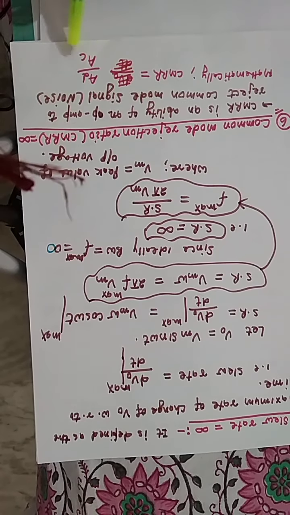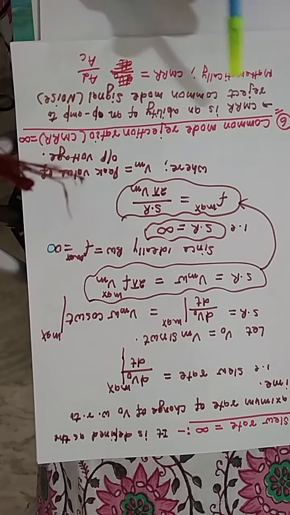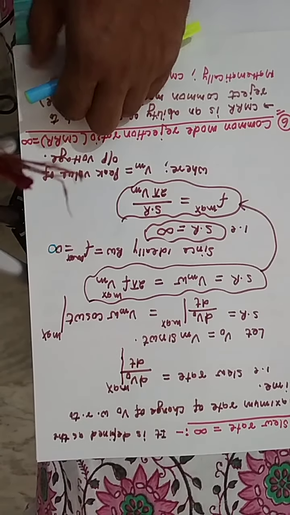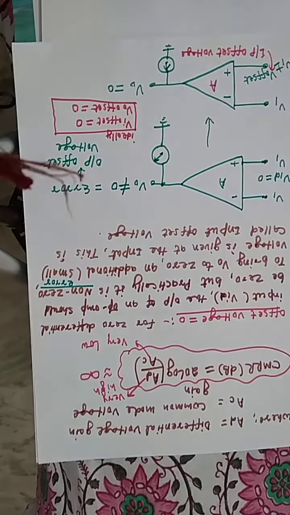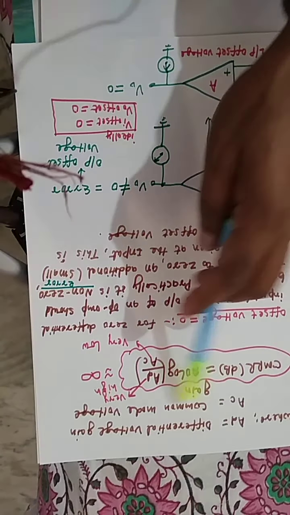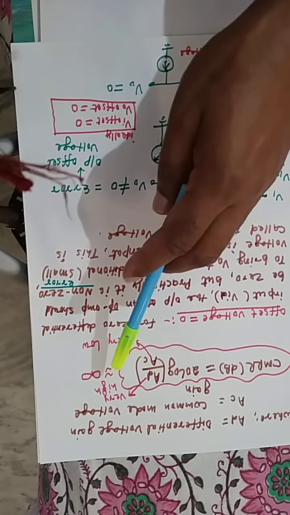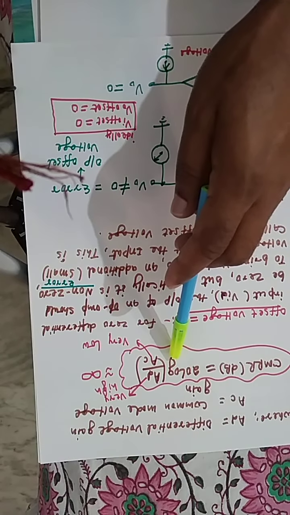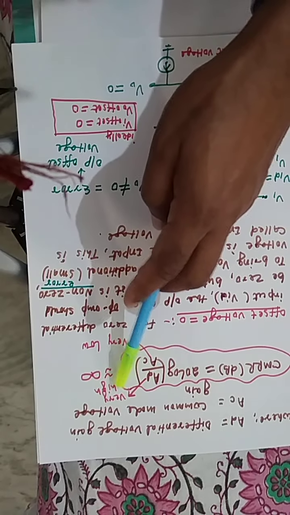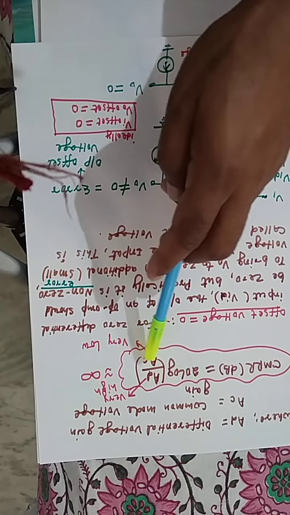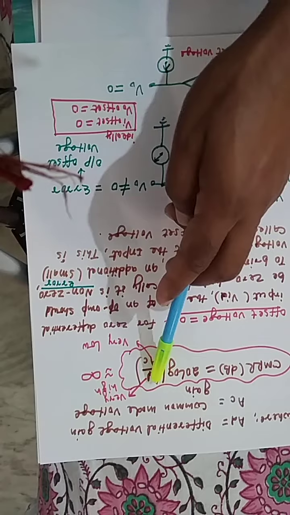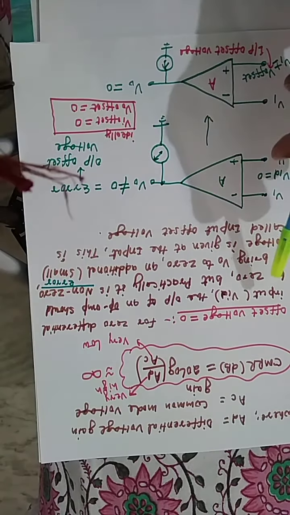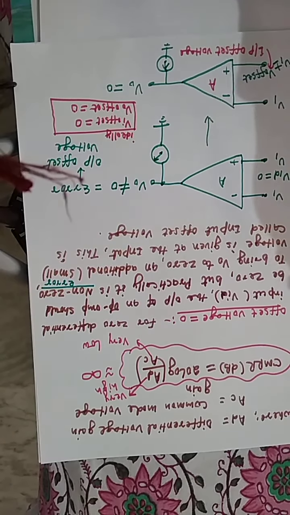CMRR is mathematically defined as the ratio of differential voltage gain upon common mode voltage gain, and it is an ability of an op-amp to reject the common mode signal. Mathematically this is AD by AC, where AD is the differential voltage gain and AC is the common mode voltage gain. Now it can be written in decibel. CMRR in decibel is equal to 20 log AD by AC. AD is very very large, ideally infinity, and AC is very very low, and this ratio is very very high, ideally infinity. I will discuss this term later in detail.